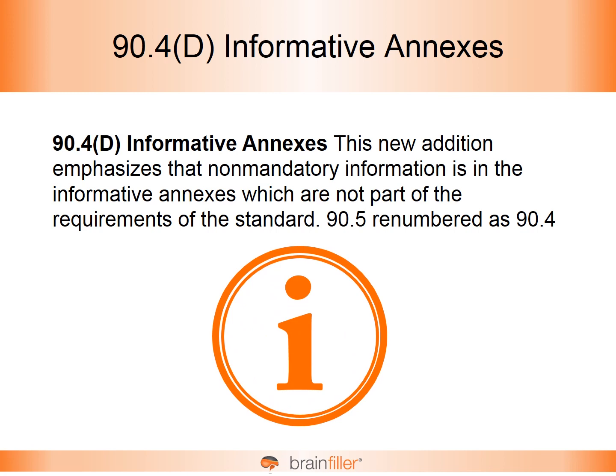90.4D is a new edition titled Informative Annexes. In this new edition, it's to emphasize that non-mandatory information that's found in the informative annexes is not part of the requirements of this standard. Also, 90.5 was renumbered as 90.4. From my own experience, I've found that from time to time, people will want to treat the information that is in an informative annex as part of the mandatory text of a standard, and that's not the case. So this was added to try to emphasize that the informative annexes are non-mandatory information.